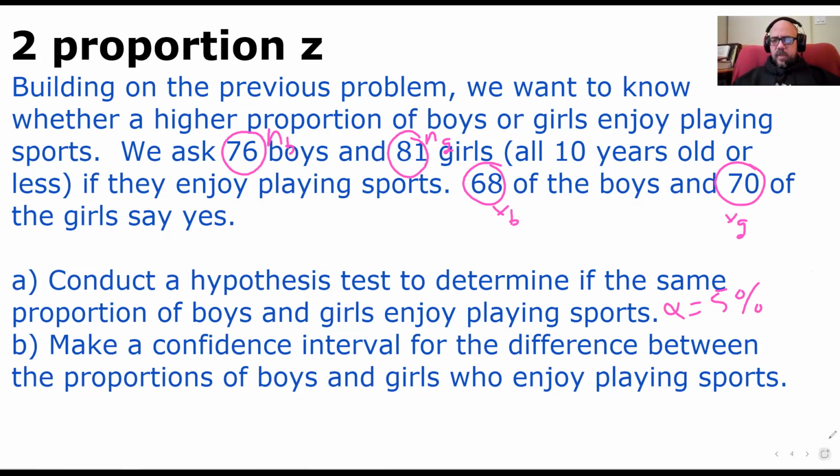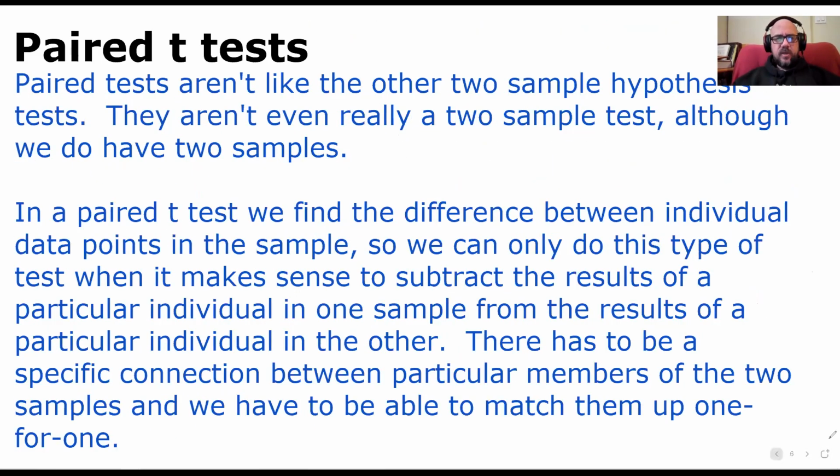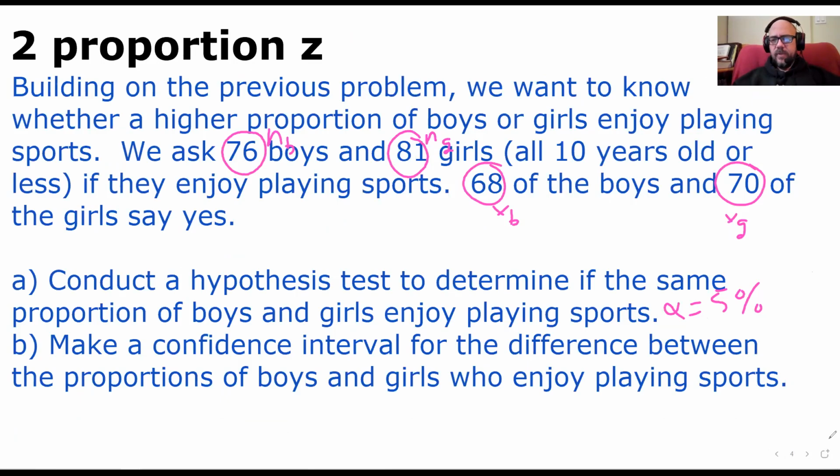So let's go to a blank page. That's not the right thing to hit. I left myself a blank page. Hang on. Right here. There we go. All right, so part A, we need to write some hypotheses. We already know what kind of test we're doing. We're going to do a two proportion Z hypothesis test.